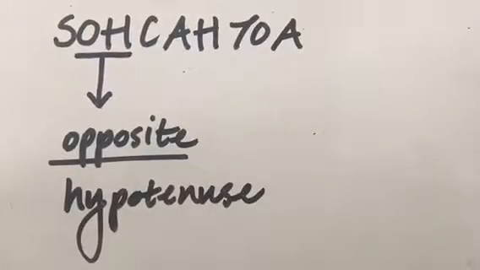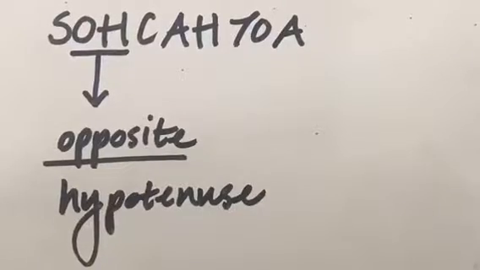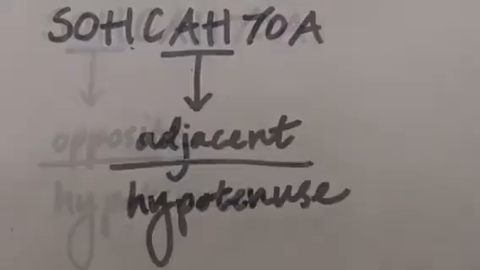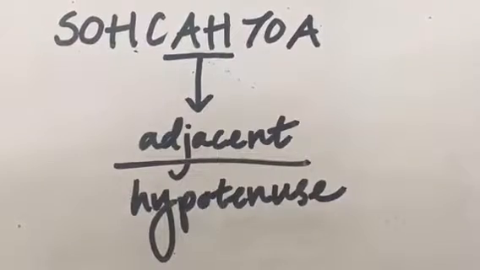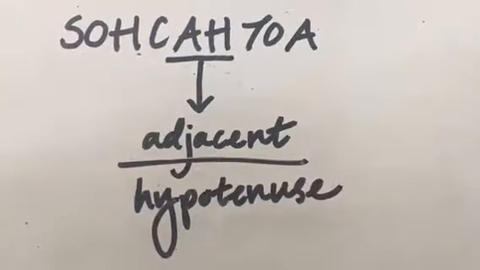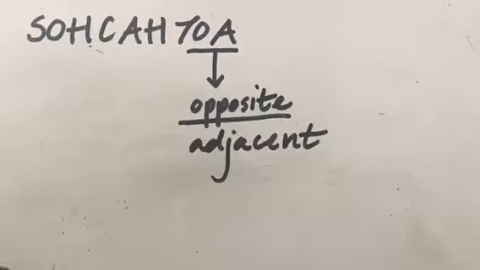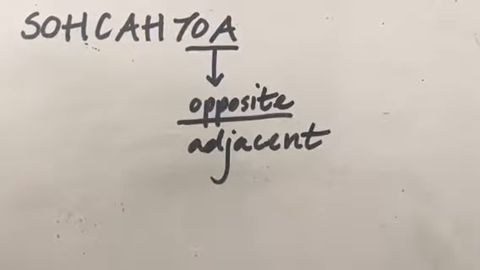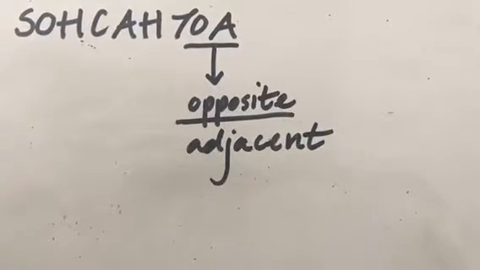Over here we have sine, and you'll be using the opposite side and the hypotenuse side, so you just divide. This is cosine, so you'll be using the adjacent side over the hypotenuse side. And lastly, we have tangent. You'll be using the opposite side and the adjacent side, and again, you'll be dividing.